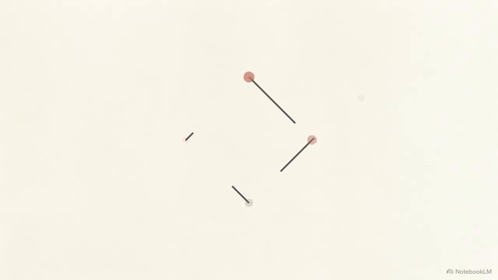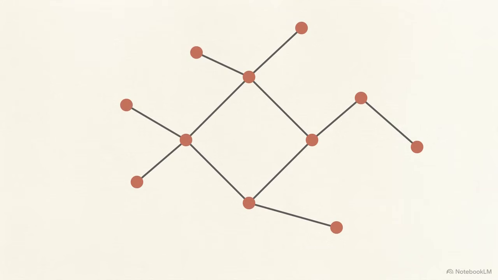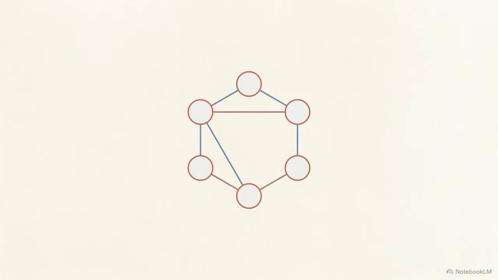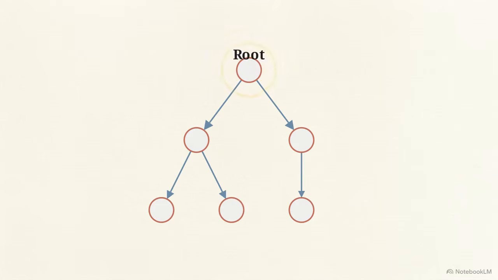You can distinguish a graph from a tree by checking for a single property. Can you walk along the lines in a circle and end up where you started? If loops are possible, it's a graph. If there is only one starting point and no way back up, it's a tree.